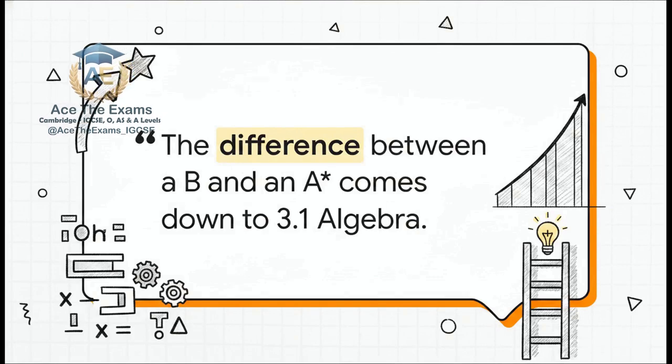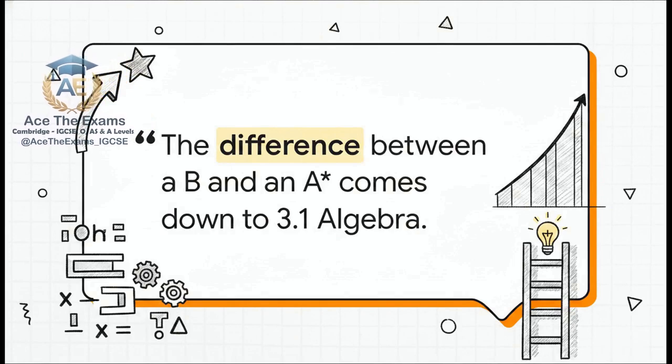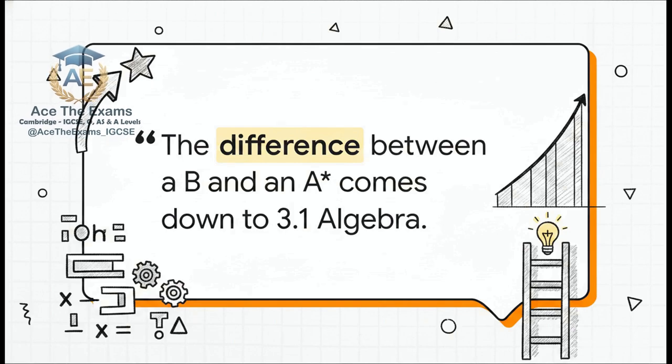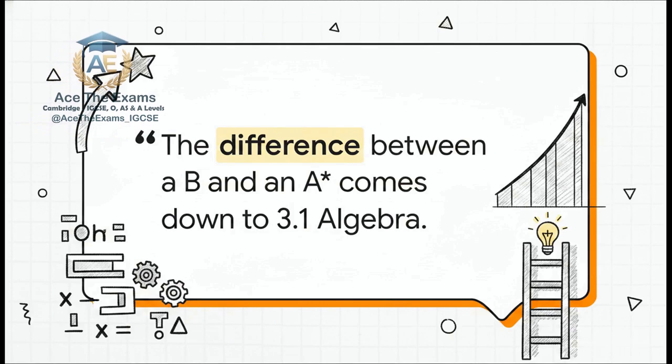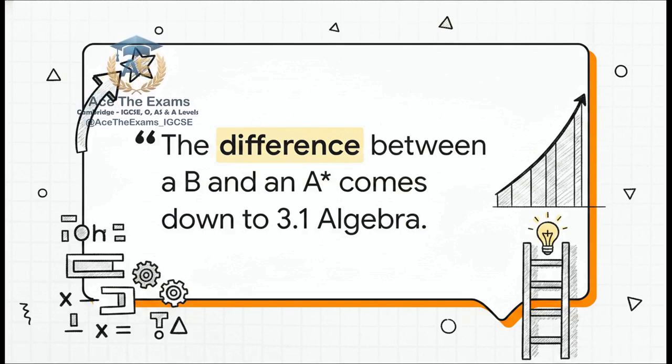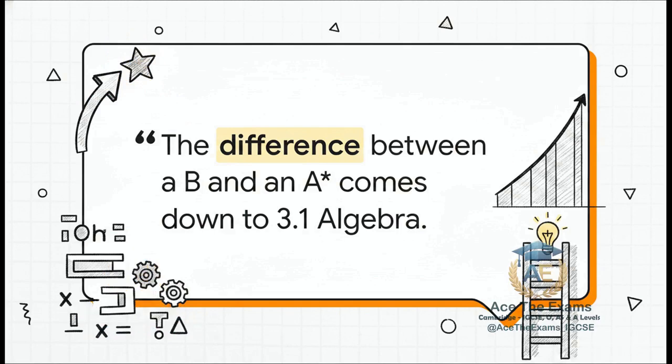Listen to this pregame scouting report straight from a senior examiner. They said, the difference between a B and an A star in mathematics often comes down to how well you understand 3.1 algebra: polynomial division, factor theorem, remainder theorem. Think about that. The stakes are incredibly high here. Mastering this specific multi-stage topic isn't just another practice drill. It is the ultimate grade differentiator on game day. It completely separates the students who just survived the paper from those who completely dominate it.